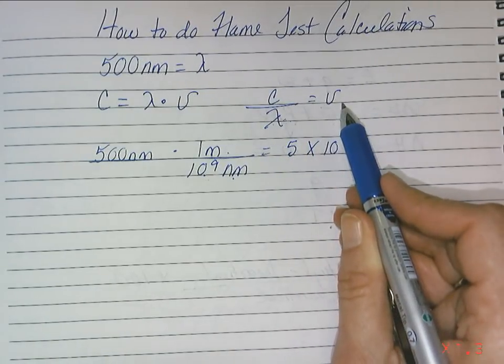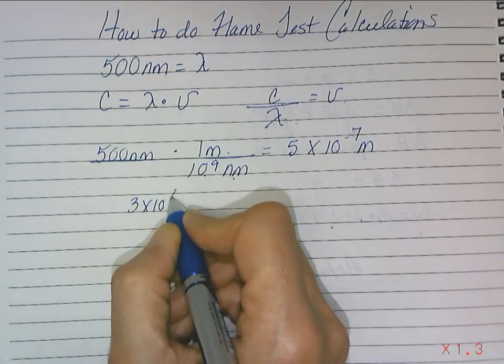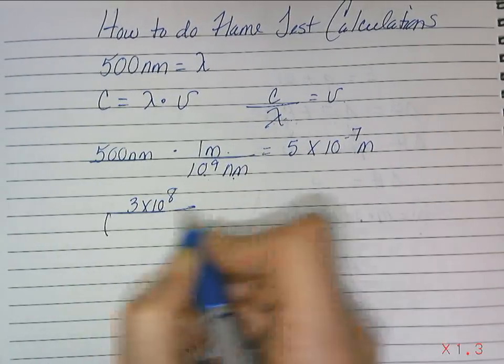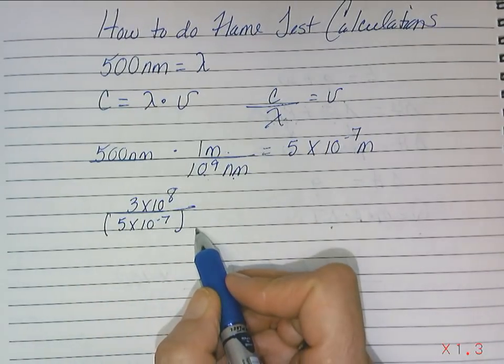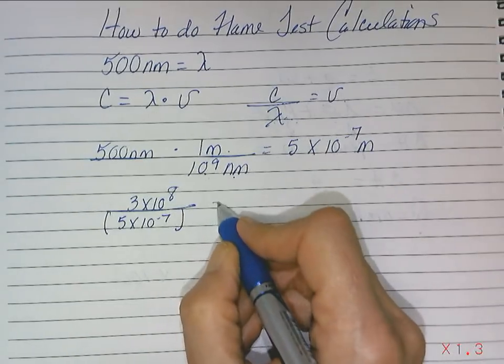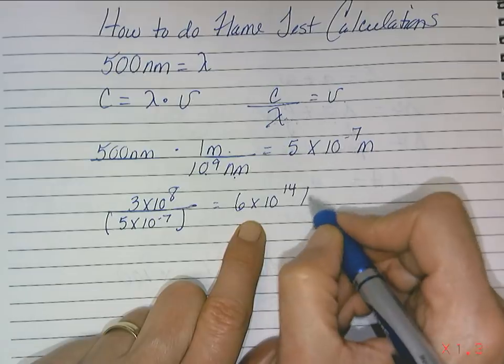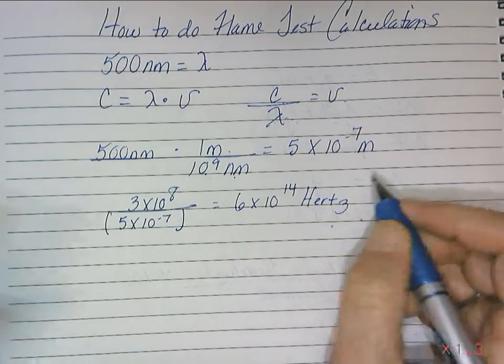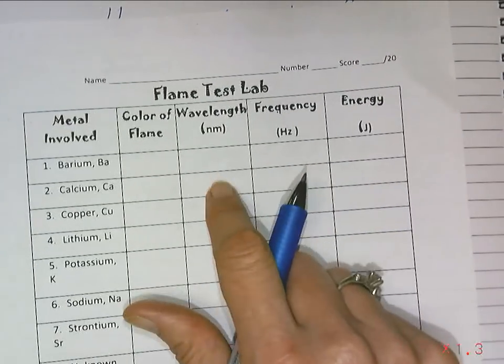And that's going to help us get the frequency. So c is 3 times 10 to the 8th. We're going to divide by 5 times 10 to the minus 7th. Do that in parentheses. You should get 6 times 10 to the 14th. This is frequency in hertz. Now, you've got something that's going to go there. That's how you get that column right there from that wavelength.